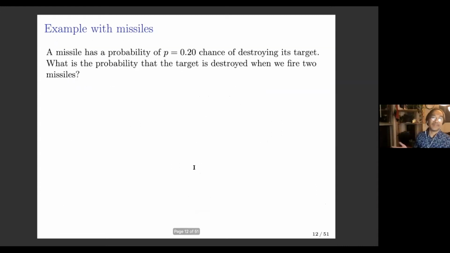So let's skip that. Now here's an example with a missile. You have a missile. It has a 20% chance of destroying its target. What is the probability that the target is destroyed if we fire 2 missiles? I hope you haven't seen my slides because the answer is next. So I'll give you a few seconds. Anybody know the answer? Raise your hand if you know, or write in the chat.